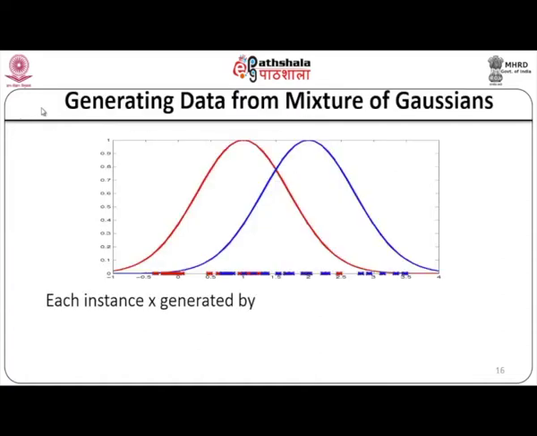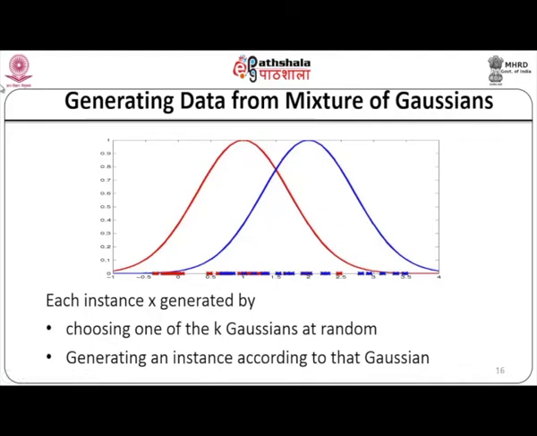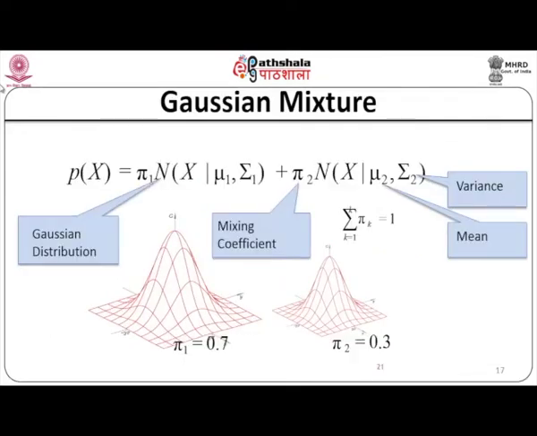Now, there we just took a center. Assume that you are generating the data from a mixture of Gaussians. So, each instance x is generated by choosing one of the k Gaussians at random. There we just chose k means and generated an instance according to that Gaussian. Just like we chose the coin, here we can choose which of the k Gaussians we are going to use, and the instance is generated according to that particular Gaussian. So, here we have shown 2 Gaussians. So, this is a Gaussian mixture.